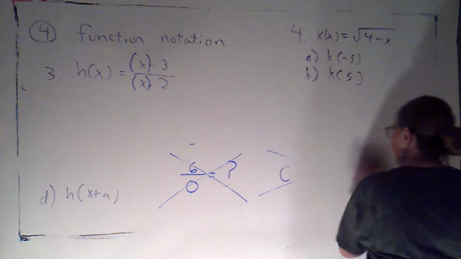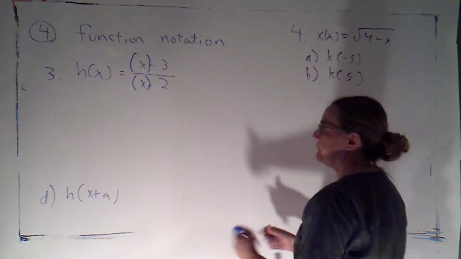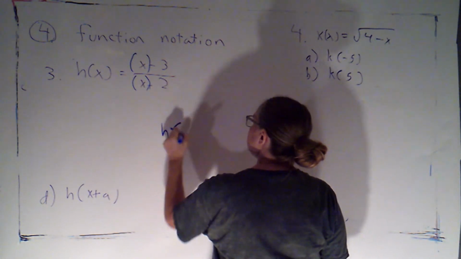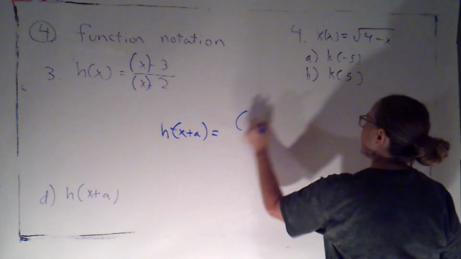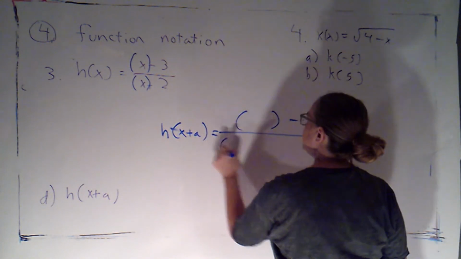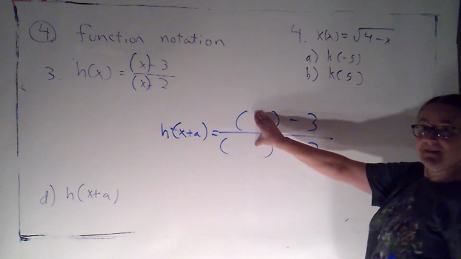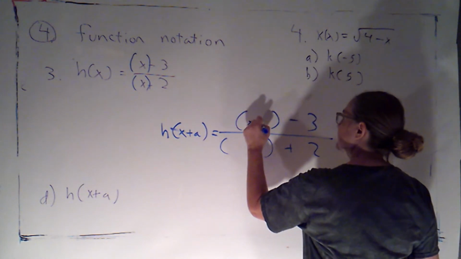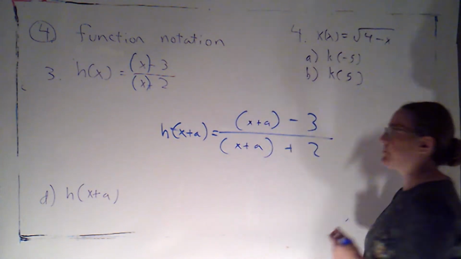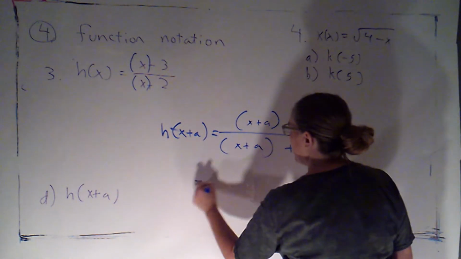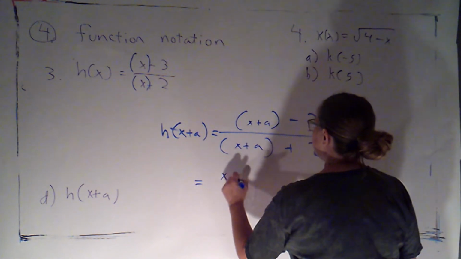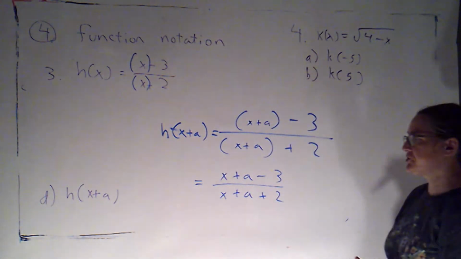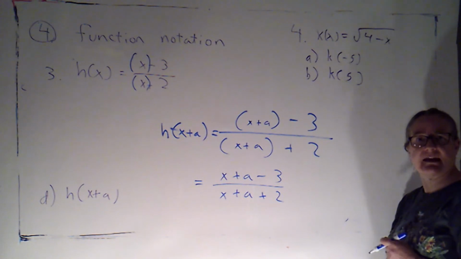Okay, let's take a look at part D. So, we're looking at h of x plus a. So h of x plus a is, again, I just copy the formula for h, but with parentheses as my placeholders for my input. And then x plus a goes inside all of the parentheses. And here, there's not a whole lot that I can do to simplify. I'm going to get x plus a minus 3 over x plus a plus 2. I don't have any like terms, so I can't combine.